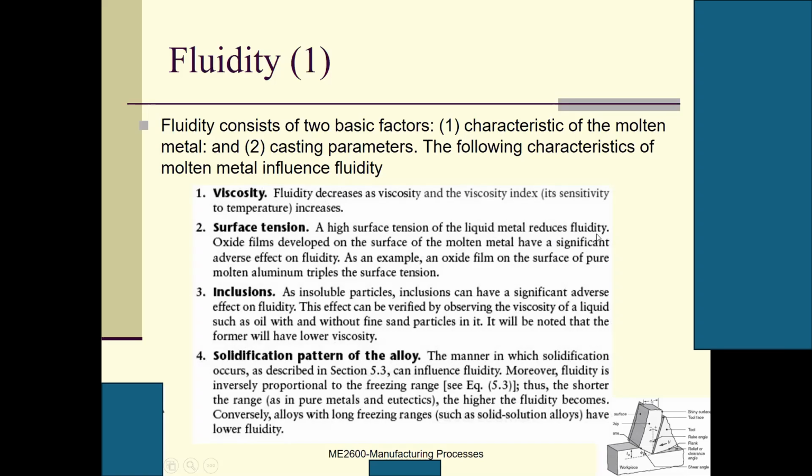Because of high temperature, when the metal solidifies you will have some oxide. These oxide films develop on the surface of the molten metal and have a significant adverse effect on fluidity. For example, an oxide film on the surface of pure molten aluminum triples the surface tension. Tension means that it will not flow freely.